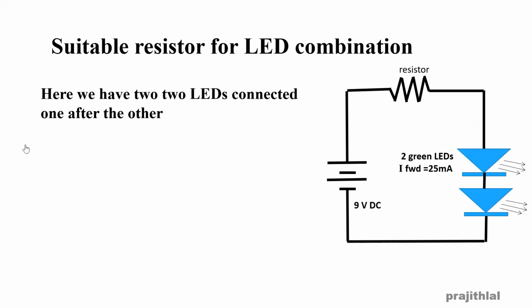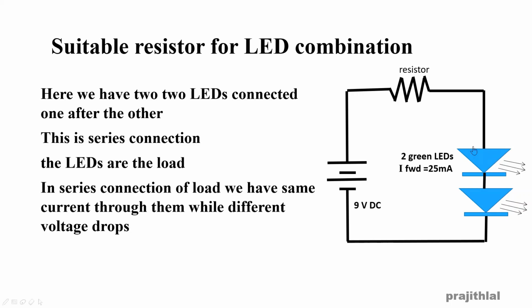Suitable resistor for LED combination. Let's see how to design resistance for a combination of connected LEDs. The concept we are going to see is also useful with other electric loads. What consumes the output power is a load. Here we have two LEDs as loads. So this is series connected LEDs. The LEDs are the load.